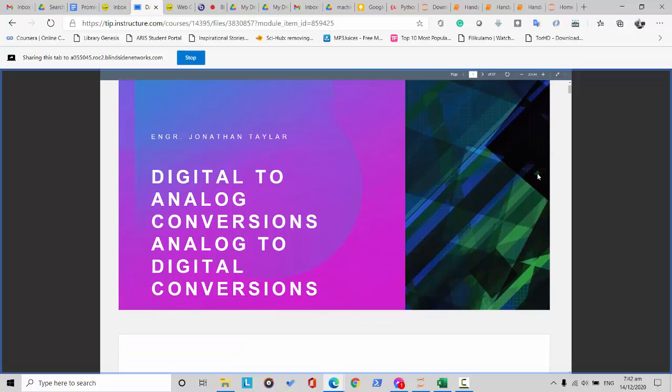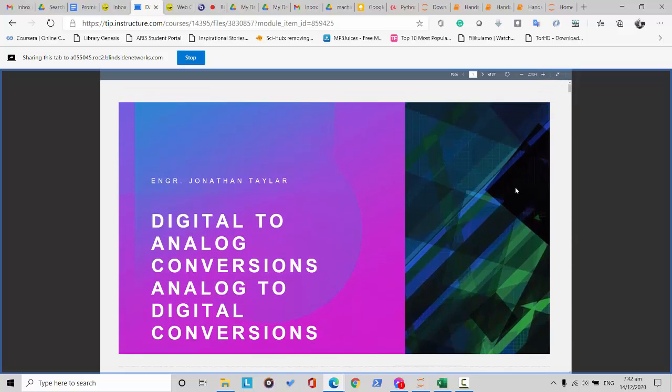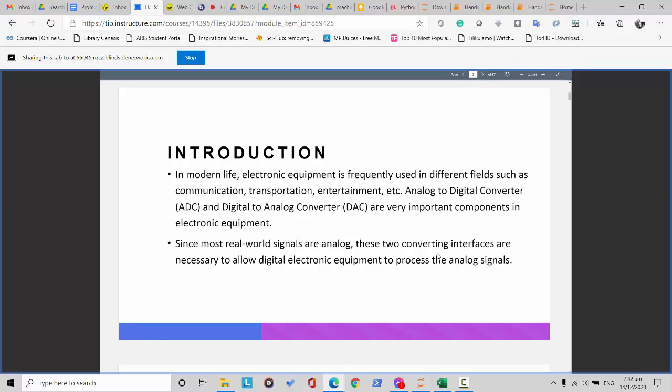So our topic for today, as I have said, is about digital to analog conversions and analog to digital conversions. In modern life, electronic equipment is frequently used in different fields such as communication, transportation, entertainment, and others. A very important element in electronic equipment is the analog to digital converter and digital to analog converter. Why? What is the reason behind that? Because most real world signals are analog.